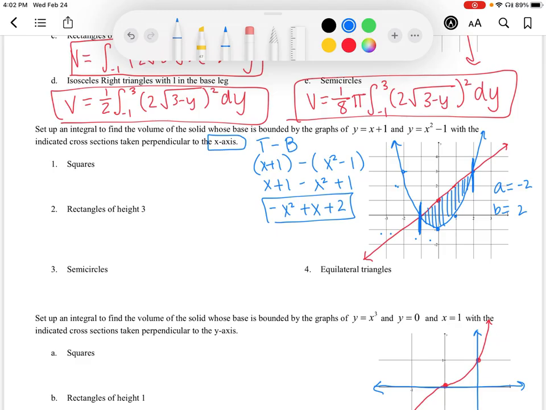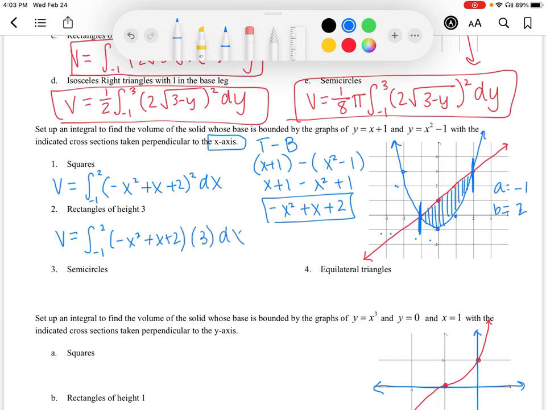Let's plug them in. So squares, I'm going to have the volume is equal to the integral from, oops, that should be a negative 1, to 2. So negative 1 to 2 of my top minus bottom. So the negative x squared plus x plus 2 squared dx. Rectangles with a height of 3. I'm going to go from negative 1 to 2 of that same negative x squared plus x plus 2. Not squaring it this time, but multiplying it by the height of 3.